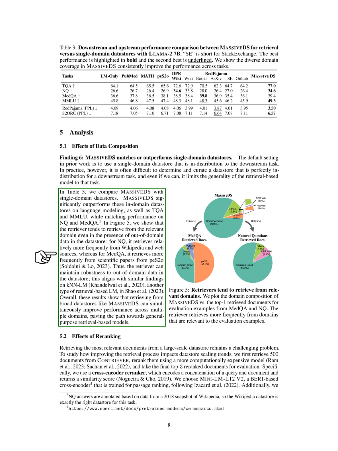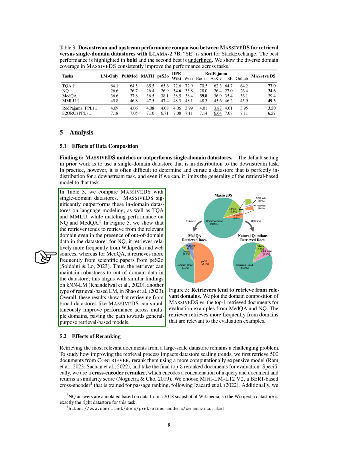and MedQA. Our results indicate that the retriever tends to pull from the relevant domain even when out-of-domain data is present. For example, for NQ, it retrieves more frequently from Wikipedia and web sources, while for MedQA, it pulls more from scientific papers. This shows that the retriever can remain robust against out-of-domain data, aligning with similar findings in other retrieval-based models. Overall, these results suggest that using broad datastores like MassiveDS can enhance performance across various domains, moving us closer to developing general-purpose retrieval-based models.